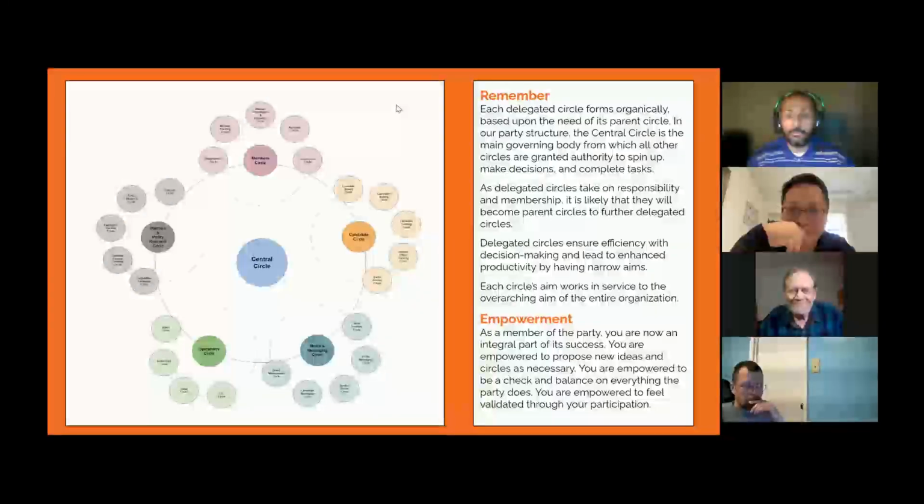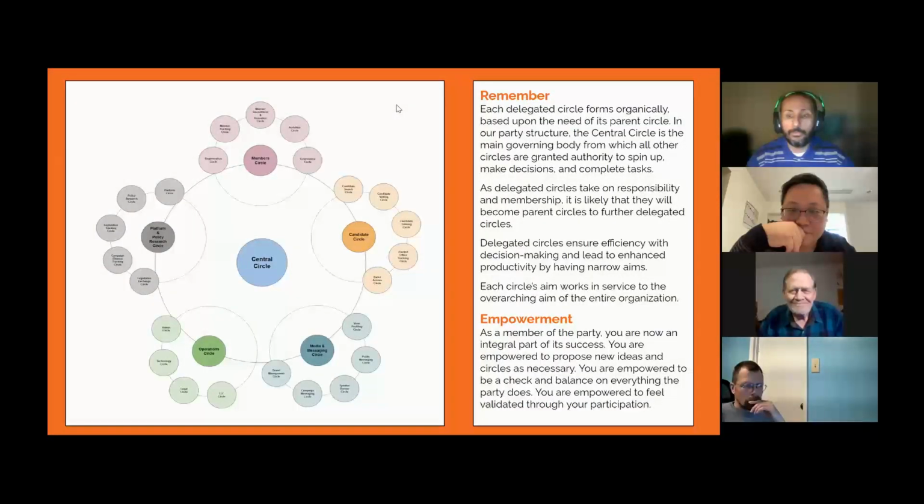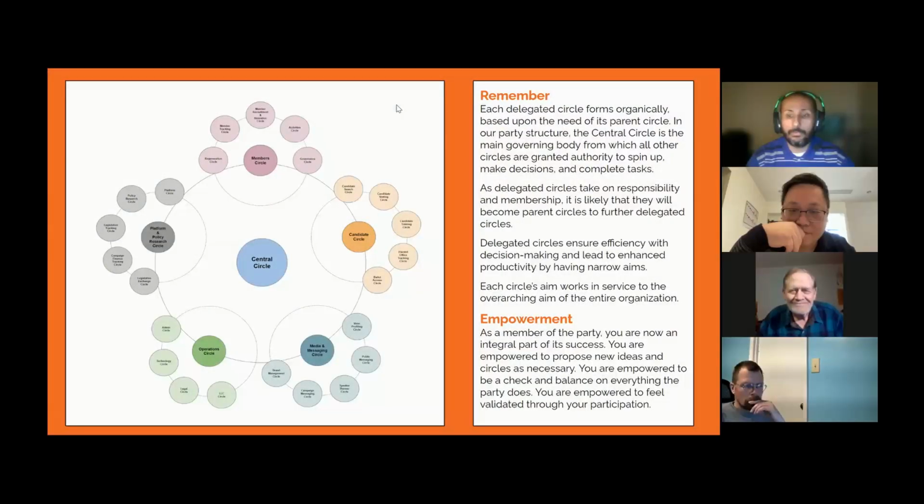As a member of the party, you're empowered to be integral to its success. You're empowered to pull new ideas and circles as necessary. You are empowered to check and balance everything the party does. You are empowered to feel validated through your participation. What we care about is participation, not donations, participation.